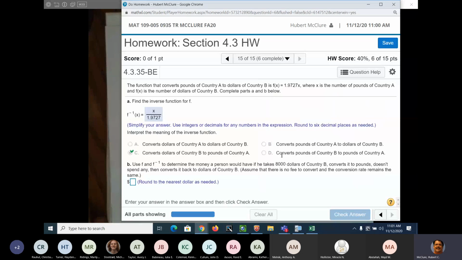Okay, and then you're just going to plug in $8,000. I think y'all should be able to plug in $8,000 into that equation. Okay, so I think y'all got the gist of it.